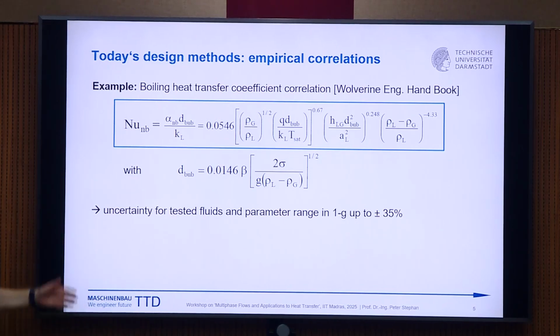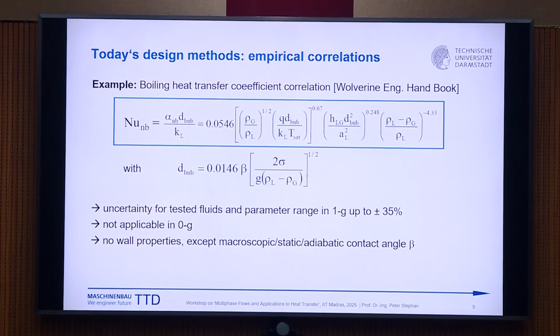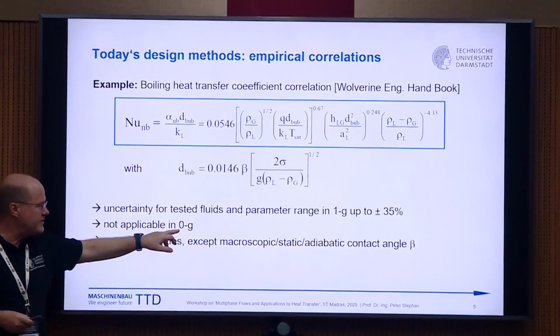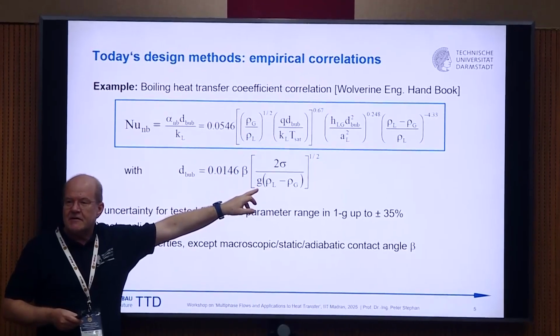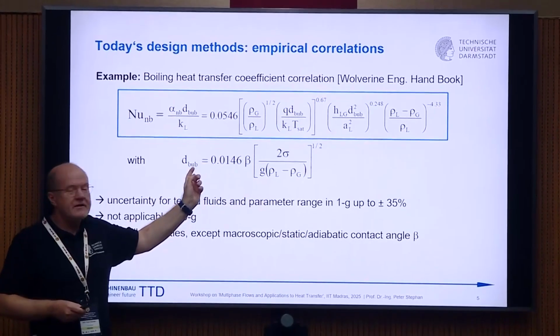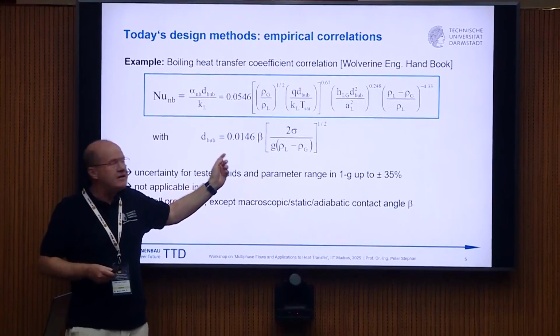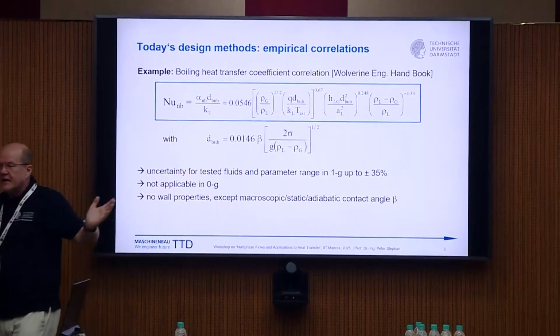And typically such a correlation has an uncertainty range of plus minus 35, sometimes even 50%, for the fluids that they were tested for and for the pressure range that they were tested for. What you also see here is that this is not applicable to zero G applications or to low G applications, because if G goes to 0, then the departure diameter goes to infinity, and then you can't use the correlation anymore.